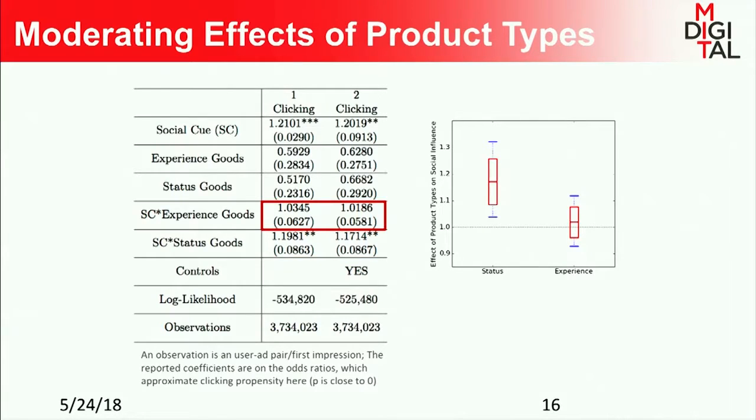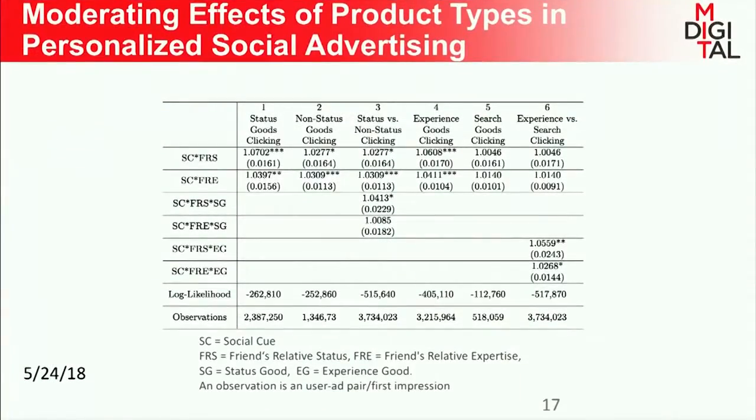However, we didn't find any difference between experience goods and search goods, meaning that the incentive to learn from our peers to make better judgments of the products is not that significant. We also look at personalized social advertising, meaning that we show personalized social cues created by friends of greater product expertise and social status in the ads, and see how this personalized social advertising effectiveness varies across different products.